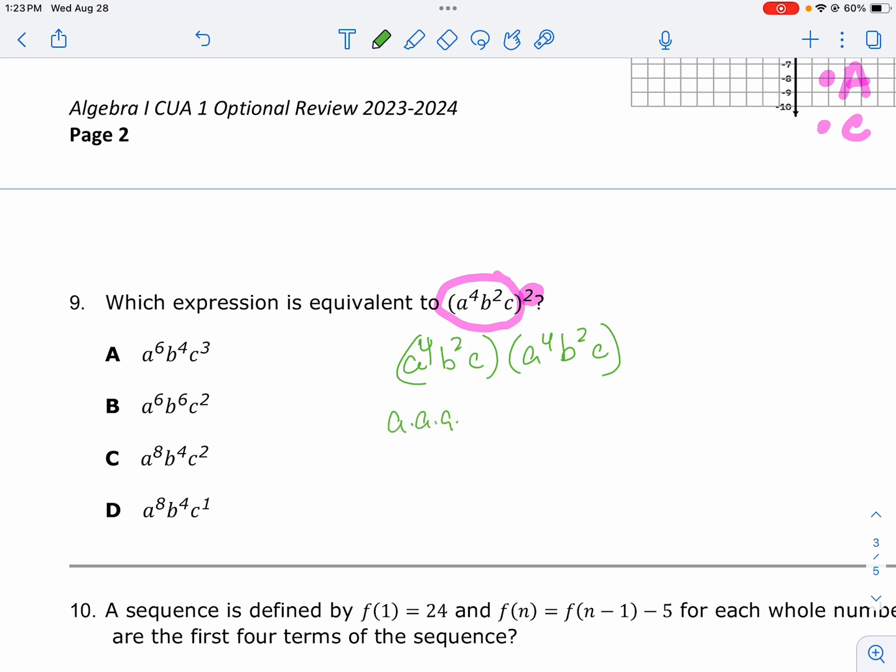A to the 4th means literally 4 a's in a multiplication string. B to the 2nd, c. A to the 4th, b to the 2nd, c. So when I look at that, I end up with 1, 2, 3, 4, 5, 6, 7, 8 a's, a to the 8th. I end up with 1, 2, 3, 4 b's, b to the 4th, and I end up with 2 c's. And so my answer is C: a to the 8th, b to the 4th, c squared.